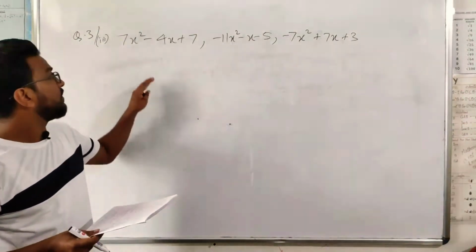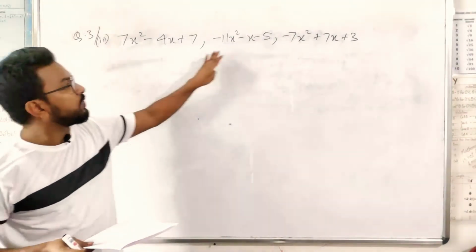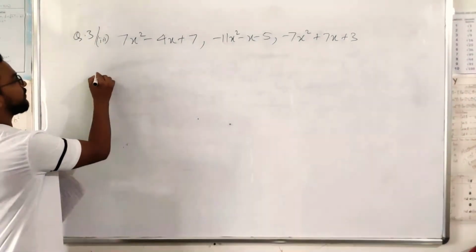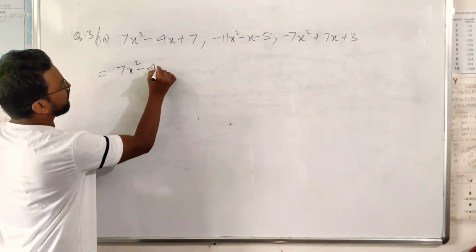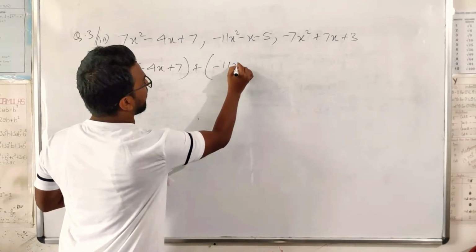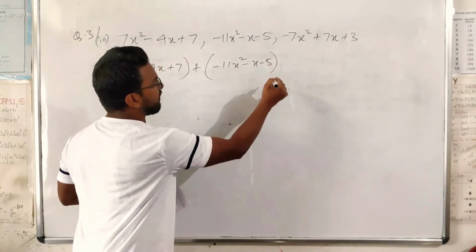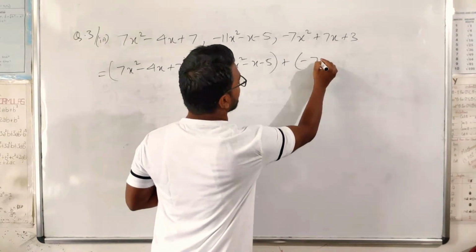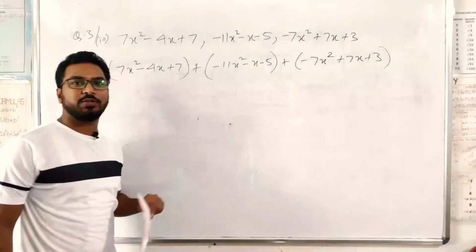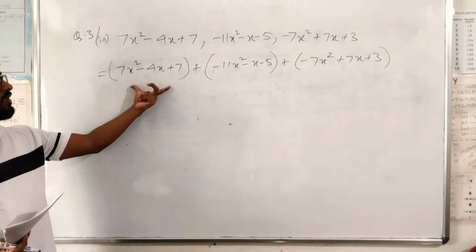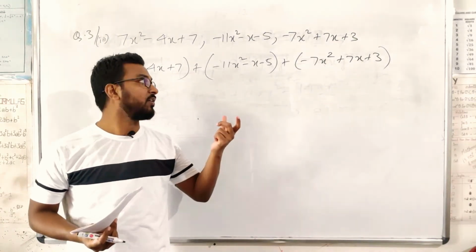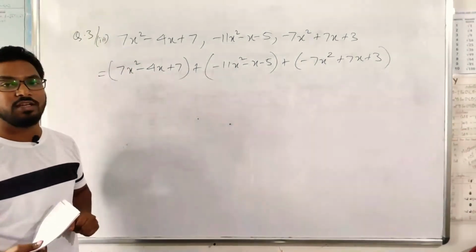So our next question is given. There are 3 expressions, right? We have to add all these 3 expressions. So we'll first write it: (7x square minus 4x plus 7) plus (minus 11x square minus x minus 5) plus the other expression is (plus 7x plus 3). These are the 3 expressions you have to add. I put them in brackets so that you can identify the 3 expressions very clearly, and you have to add these 3 expressions.